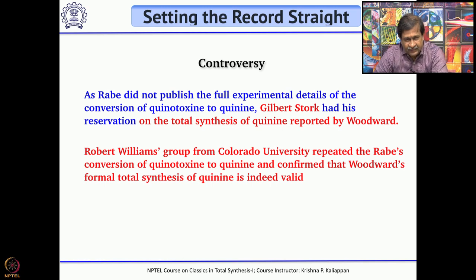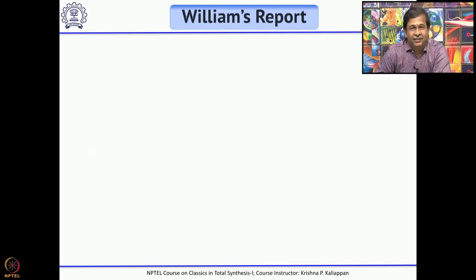So there were many papers, and finally Robert Williams and his student from Colorado University took up this project, repeated the same reactions reported by Paul Rabe in his paper on the conversion of quinotoxin to quinine, and they could indeed get quinine in 5% yield. So that confirms the formal total synthesis of Woodward is valid. So what did Williams do?